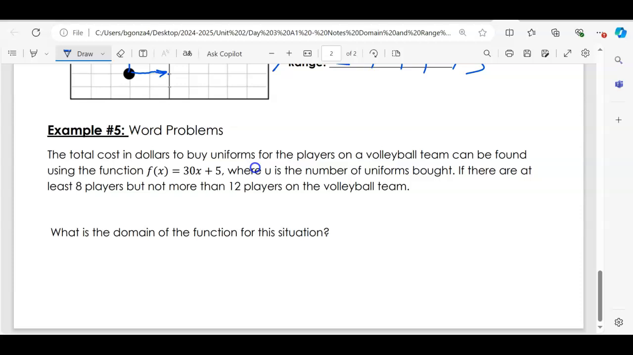So let's go ahead and write that down. It has to be in a discrete notation because people are not continuous. We are discrete. We are separated, one whole person. So 8, 9, 10, 11, 12. That would be the input. If you put that into this equation, you would get an output of the money and costs for each volleyball player, total for the volleyball players' uniforms. But they didn't ask you how much does it cost. They didn't ask you for a range. They just said, what's the domain?